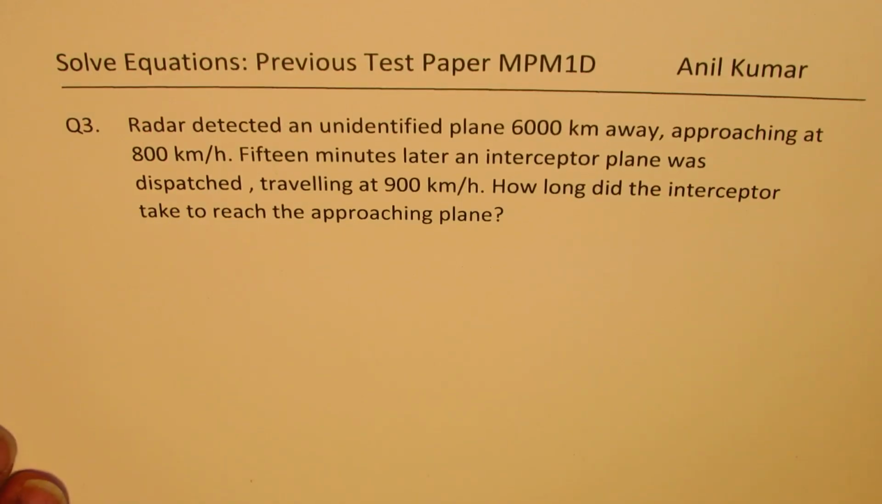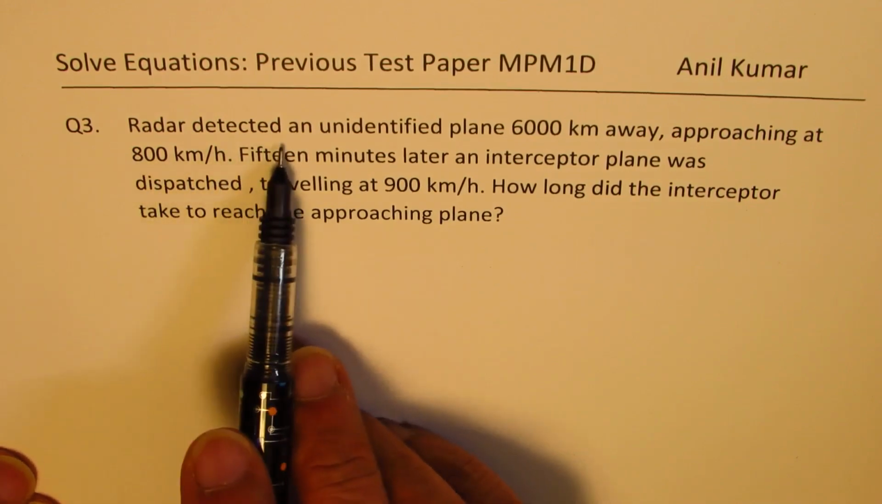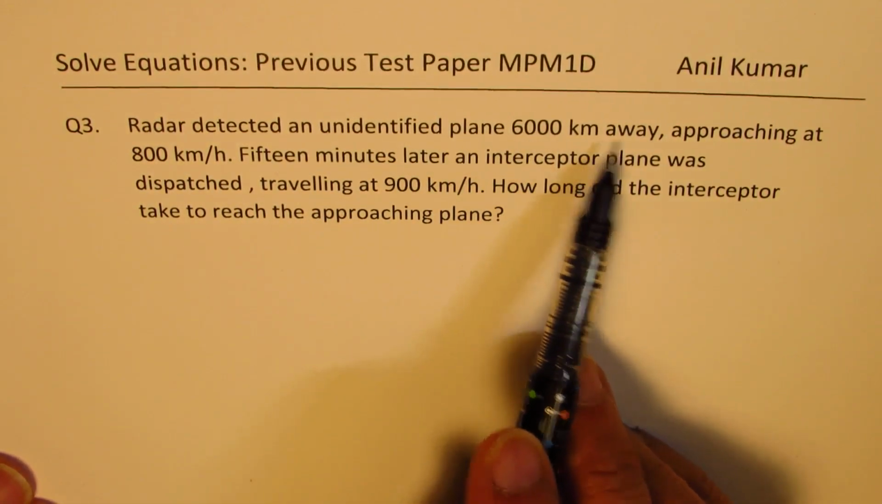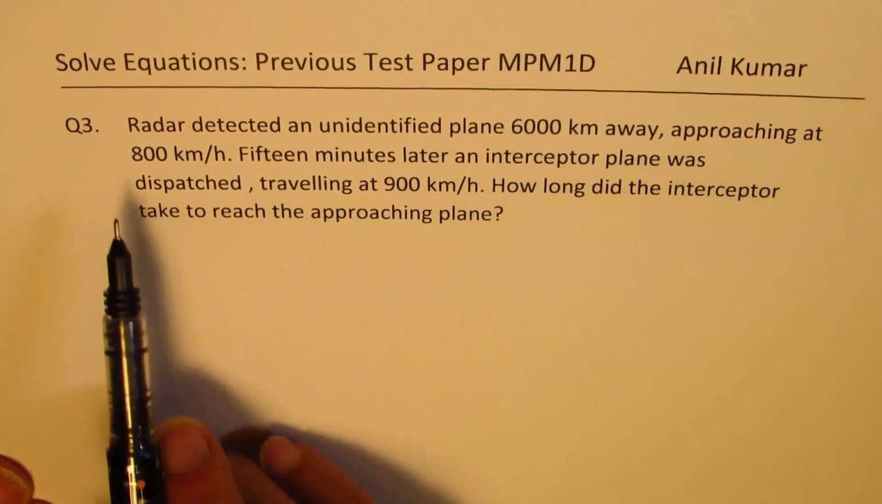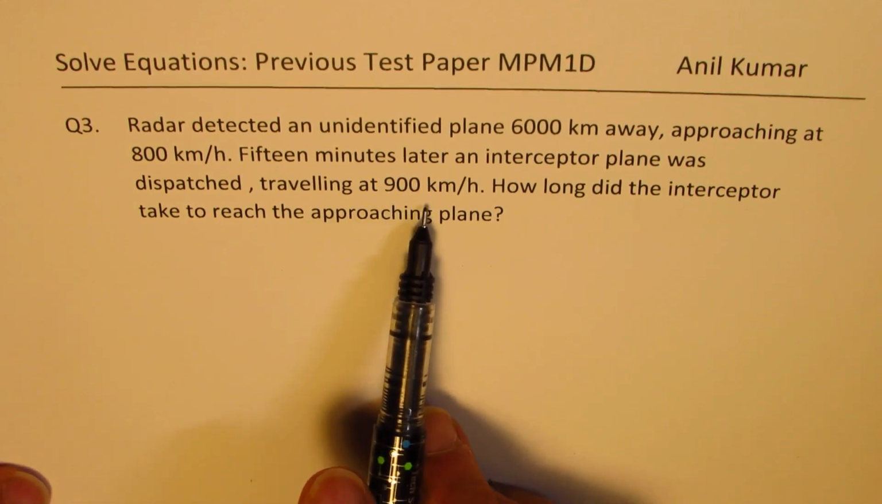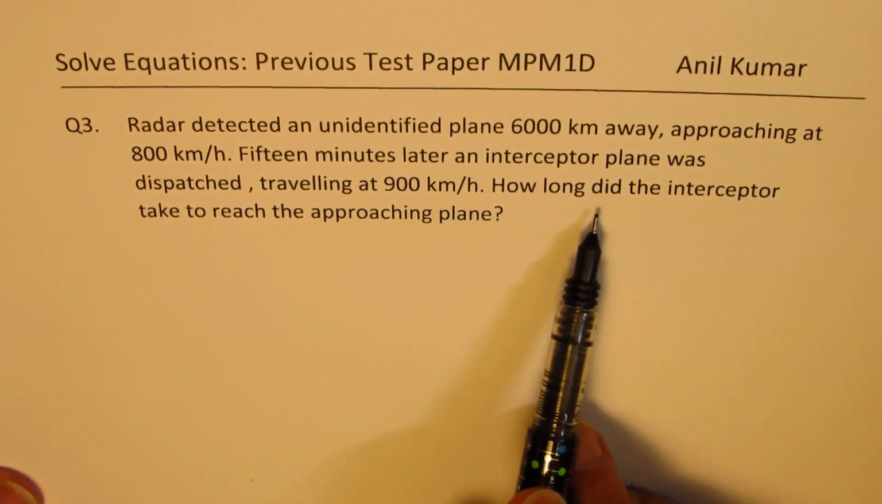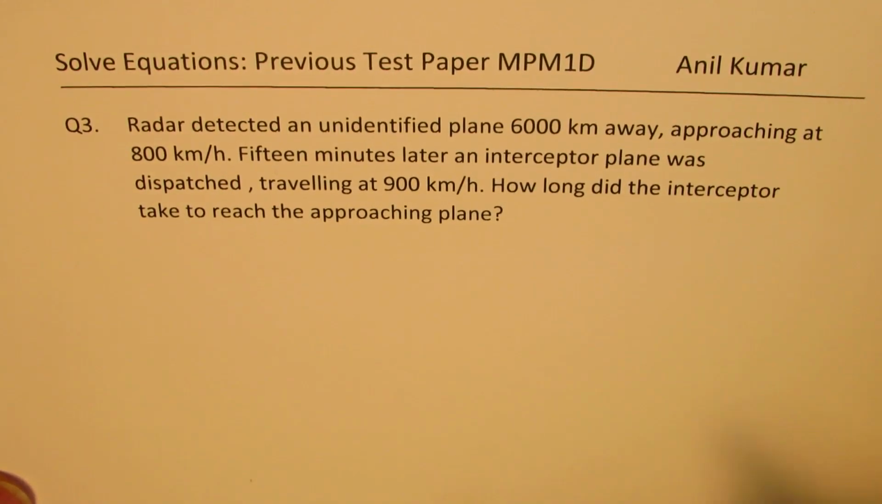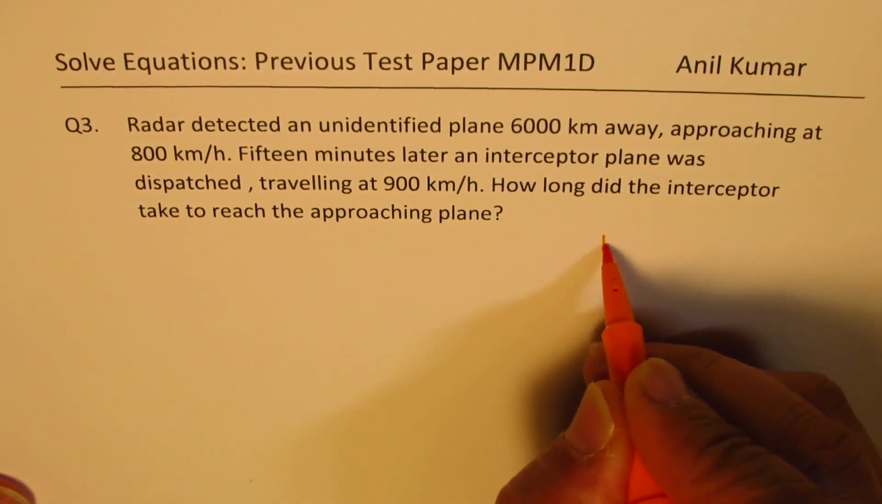Question 3. Radar detects an unidentified plane 6,000 kilometers away, approaching at 800 kilometers per hour. 15 minutes later, an interceptor plane was dispatched, traveling at 900 kilometers per hour. How long did the interceptor take to reach the approaching plane?